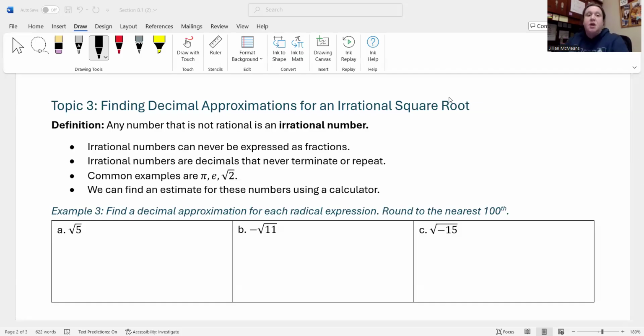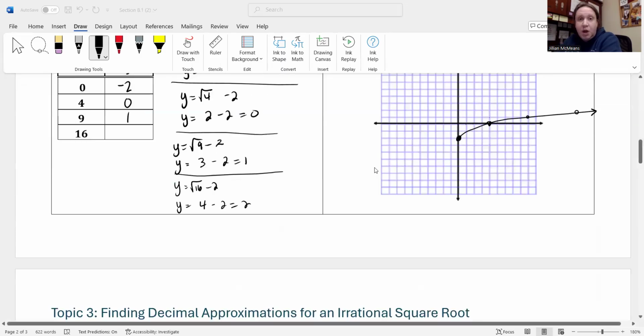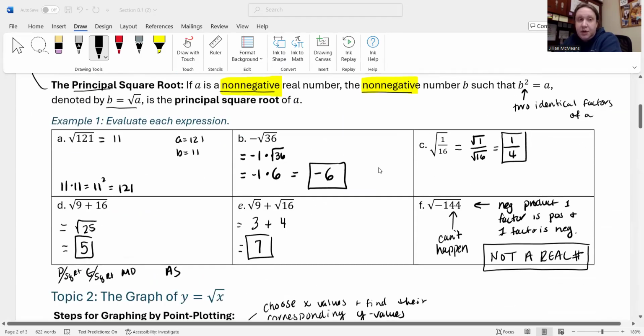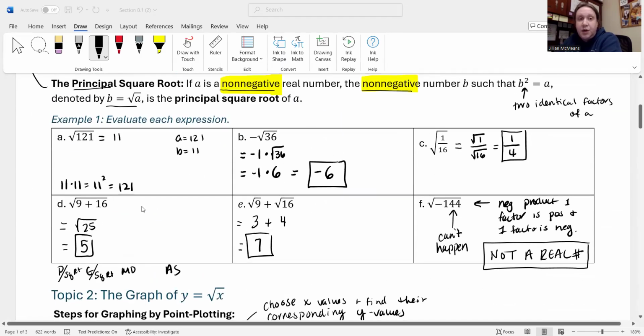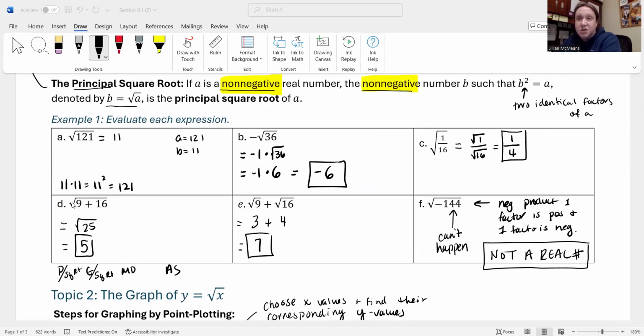So topic 3, we're going to talk about finding decimal approximations for an irrational square root. So let's review really quickly, okay? Earlier, we talked about the principal square root, okay? And when we were talking about the principal square root, we got these nice answers out. We were talking about basically perfect squares, or these really pretty, nice, rational answers.